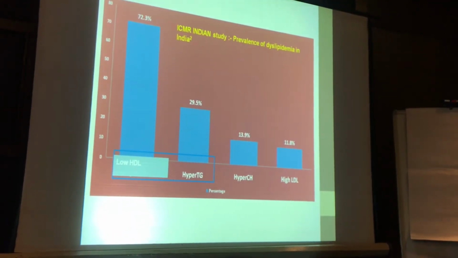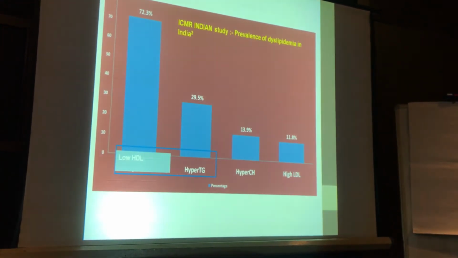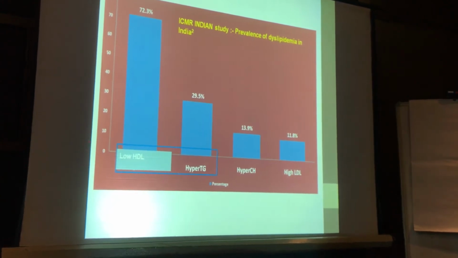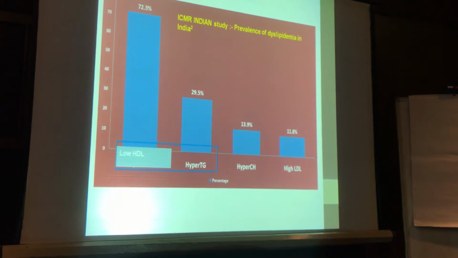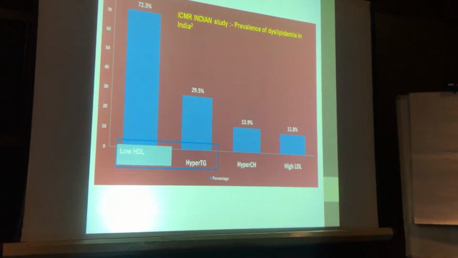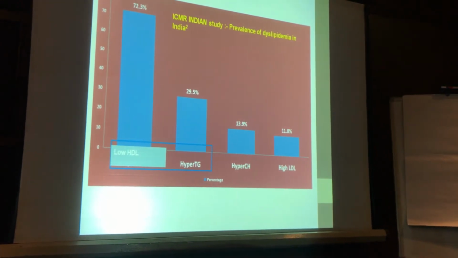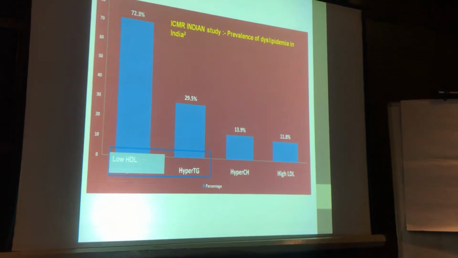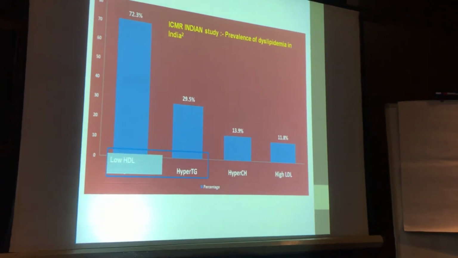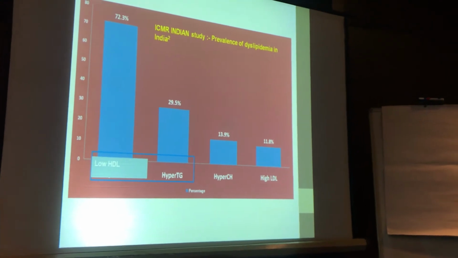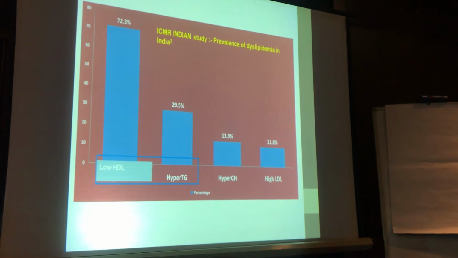Now, in the ICMR study, in 72% of our population we find that the main lipid abnormality is low HDL, and about 30% have high triglyceride levels, and hypercholesterolemia is seen in only about 13%, and high HDL is around 12%. So predominantly we are faced with the first three things: HDL on the lower side, high triglyceride, and LDL on the reasonable side.